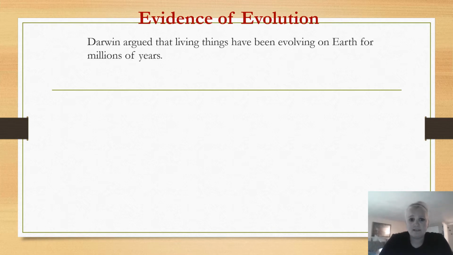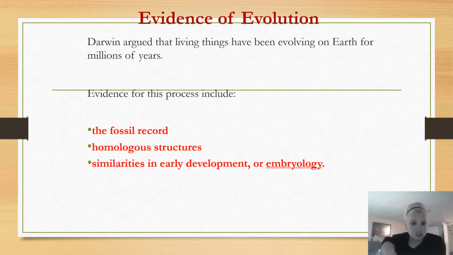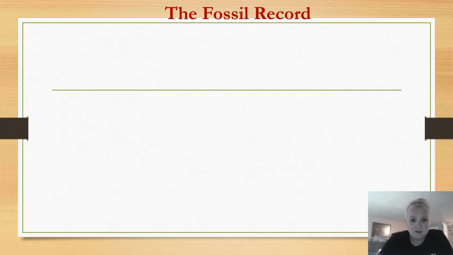So what we're going to talk about today is some evidence that we have supporting the theory of evolution. And one of the big key pieces of evidence that we have is the fossil record. We're going to look at something called homologous structures. And we're going to look at similarities in early development, and that's called embryology. It's the study of embryos.